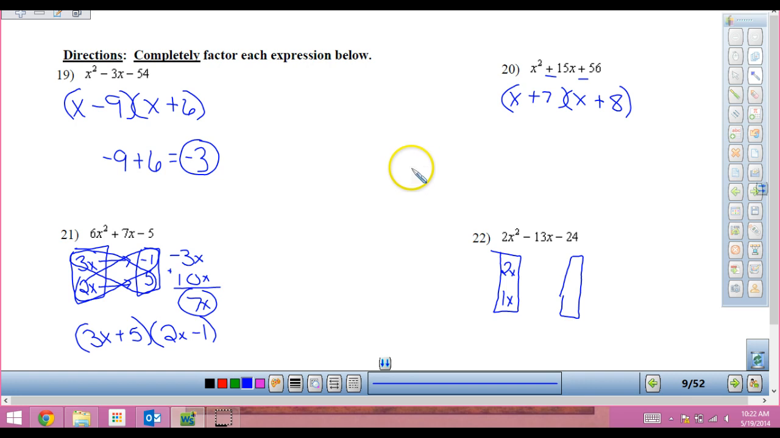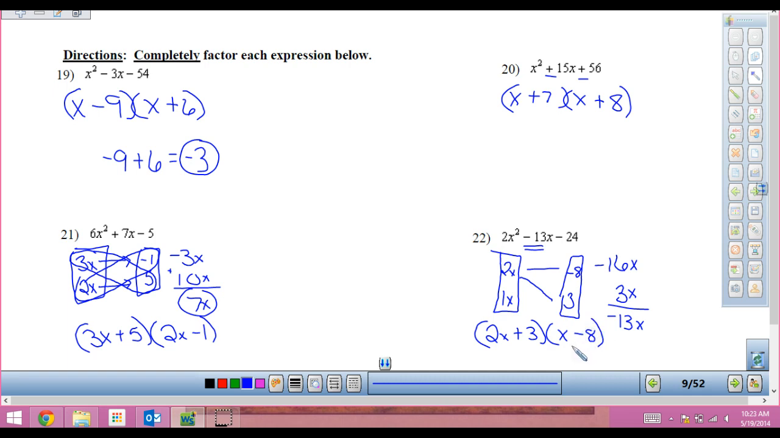So what we need to do with that is try to figure out how are we going to get to negative 13. And the way I did that is I went negative 8 and positive 3, because now if I multiply across, I've got negative 16x. I have positive 3x. So if I add those together, I've got negative 13x, which is what I want. So now we go diagonal for our factors. 2x plus 3 and 1x minus 8 is going to be our factors.